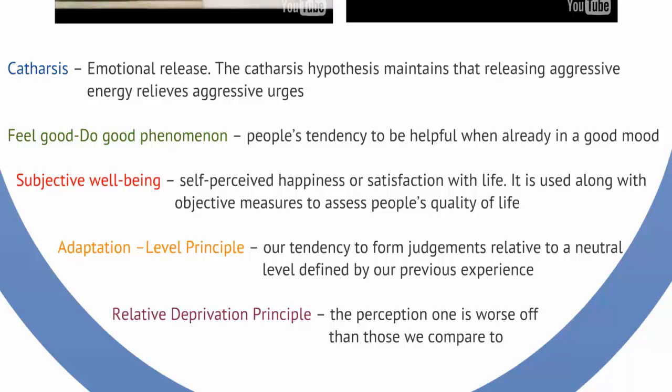Our subjective well-being refers to our self-perceived level of happiness or satisfaction, and it can be used to assess people's quality of life. The adaptation level principle means we have a tendency to form judgments around what's usually normal for us, whether it's perception of sound or light or a certain emotional state. And finally, the relative deprivation principle, meaning the perception that we are worse off than those we compare ourselves to. Do you see any problems with this or applications for dealing with each other online?